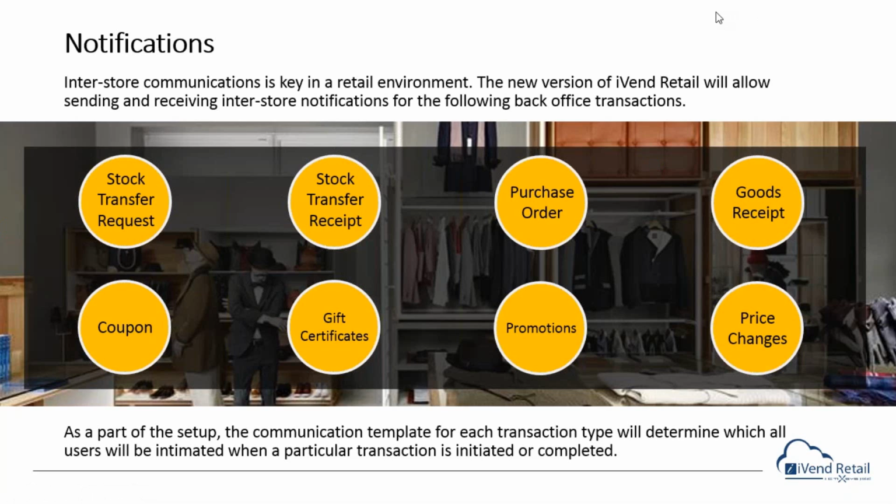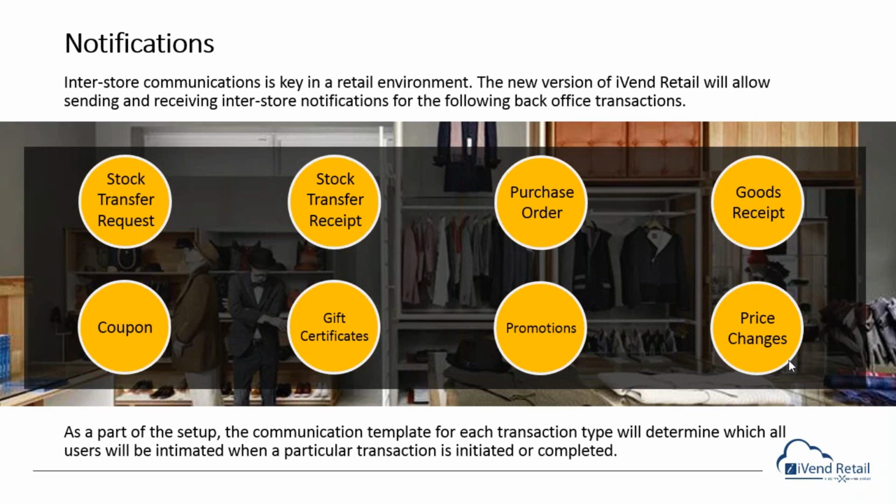So if you closely look at this particular notification slide, you can see what all we can have notifications for. Inter-store communication is actually key for a retail environment, correct? The new version of iVend will allow you to send and receive inter-store notifications. These notifications would typically be triggered on the following transactions: stock transfer requests, stock transfer receipts, purchase orders, goods receipts, coupons, gift certs, promotions, price changes. Perfect.